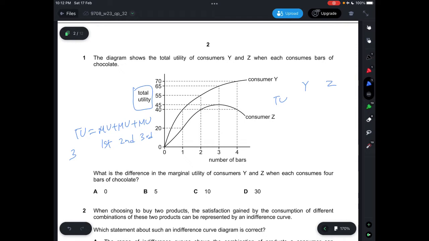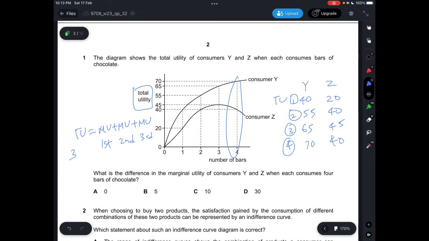If you look at the first bar of chocolate, which is this row, you can see that for consumer Y, the total utility is 40, whereas for Z, it's 20. For the second bar of chocolate, consumer Y is at 55, and consumer Z is at 40. For the third bar of chocolate, it's 65, whereas consumer Z is at 45. And lastly, for the fourth bar of chocolate, the total utility of consumer Y is 70, whereas for consumer Z it's 40.